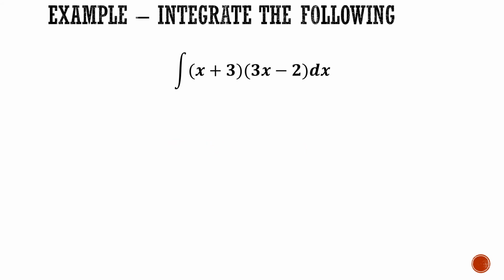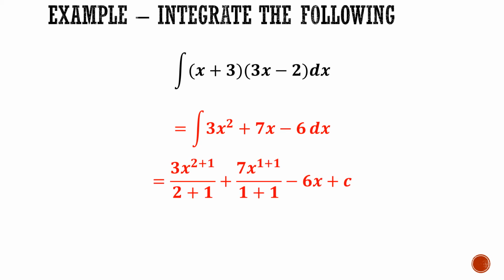All right, the next one we have the integral of x plus 3 times 3x minus 2. What I'm going to do is I'm going to go ahead and distribute this out. So I end up with 3x squared plus 7x minus 6 dx. And now I'm going to take the integral of each little piece. So for the first one, I'm going to add 1 to the exponent, divide by the new exponent. So I have 3x to the 2 plus 1 over 2 plus 1 plus 7x to the 1 plus 1 over 1 plus 1, and then minus 6x plus c. And simplifying that, we end up with x cubed plus 7x squared over 2 minus 6x plus c.